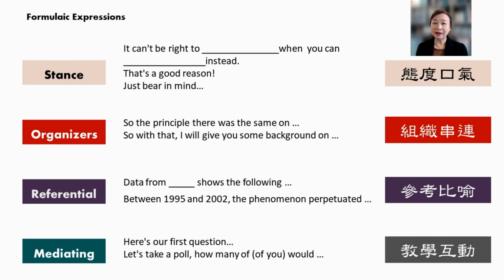Did you get it right? Shouldn't be that difficult, right? So take a look at the first group. First example, it cannot be right to do something when you can do something else instead. Well, you can tell from my tone of voice, 这是一种态度，一种口气啊，所以它应该是 stance expression.